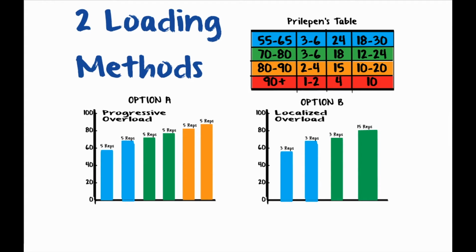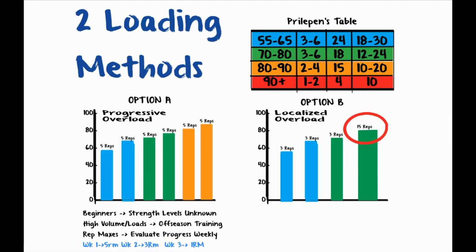These are just 2 methods that I use in my programming. Option A is the progressive overload method, spreading the volume out evenly over the entire progression. Or I like to use option B and localize the volume within a specific loading range. I typically program the progressive overload method with new athletes where I do not particularly know their strength levels. When I program this method, I typically use high volume with a relatively high load and use it primarily in off-season training.